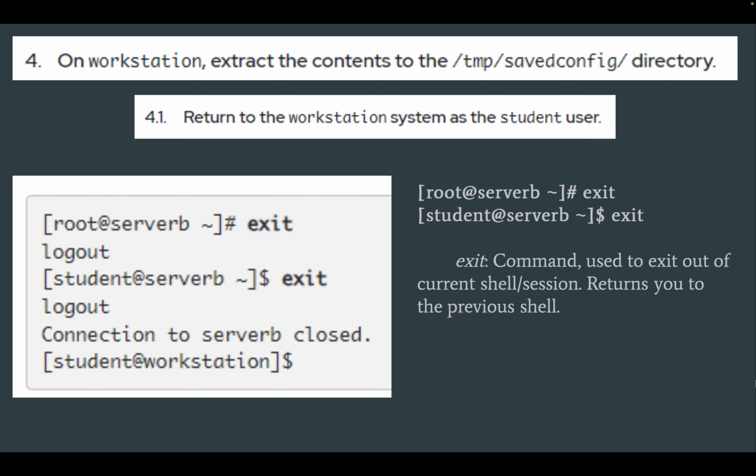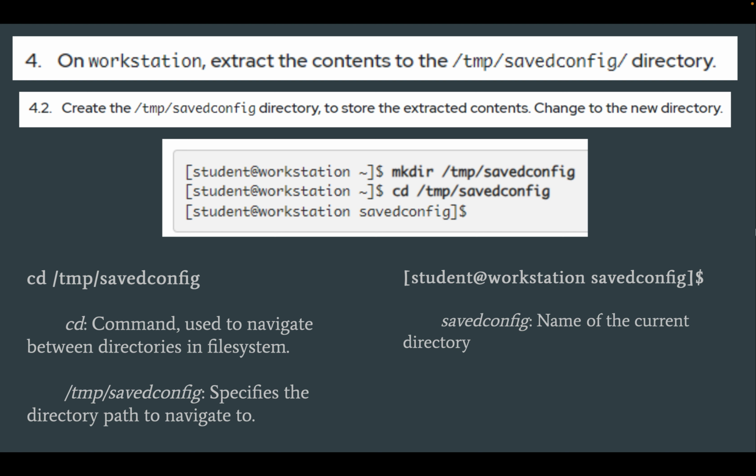Moving on to number 4, on workstation, extract the contents to the /tmp/saved_config directory. And for that, we will return to the workstation system as a student user, and in order to do that, we need to use the exit command. And as we can see here, the exit command returns you to your previous shell session. Once we get out of that, we want to create a new directory, and we're going to use mkdir once again, and we are going to name it tmp/saved_config in order to store the extracted contents of the previous directory that we were just discussing.